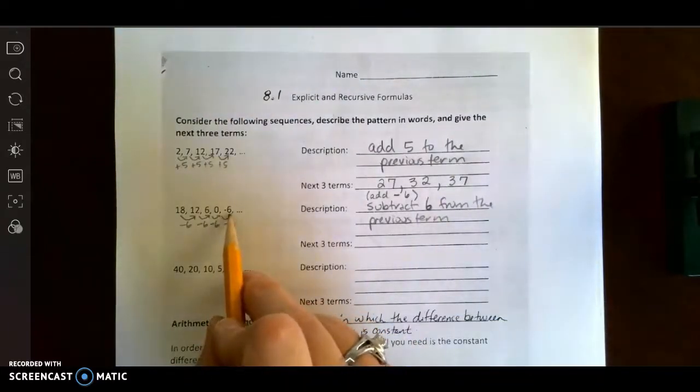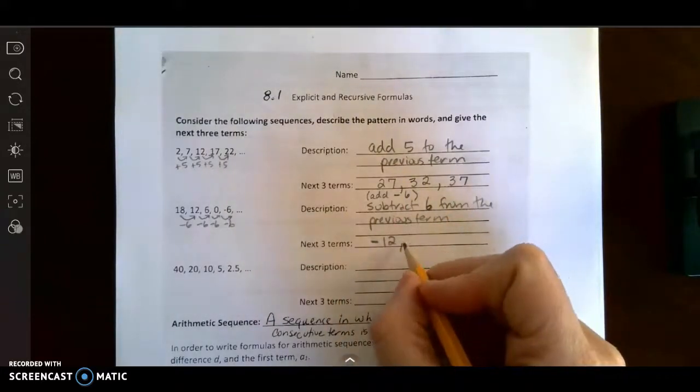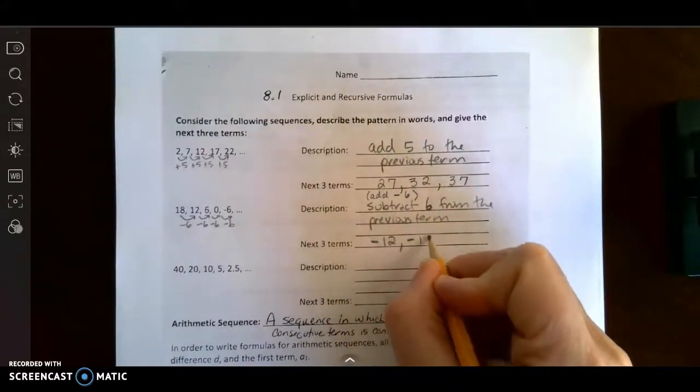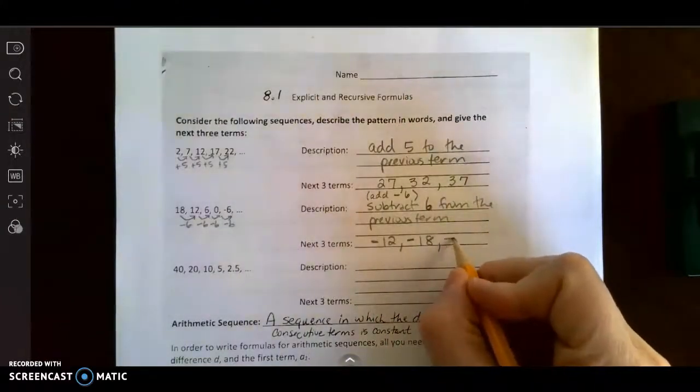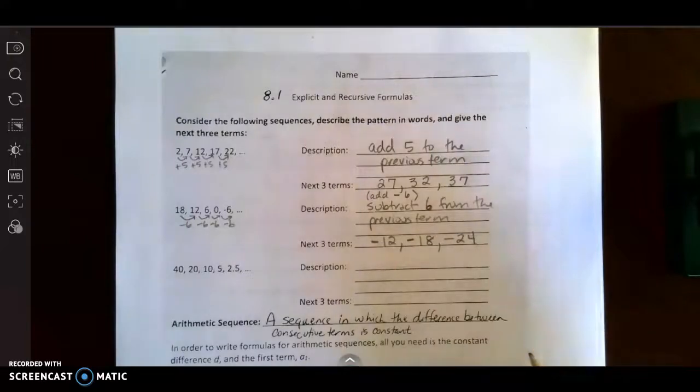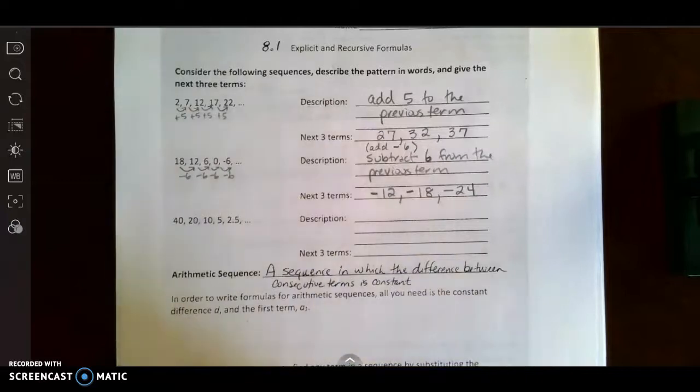So when we subtract 6 from negative 6, we get negative 12. Subtract 6 from negative 12, I get negative 18. Subtract 6 from negative 18, I get negative 24. Alright, let's go to my next one.